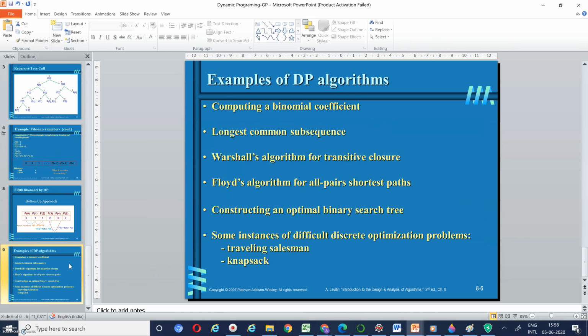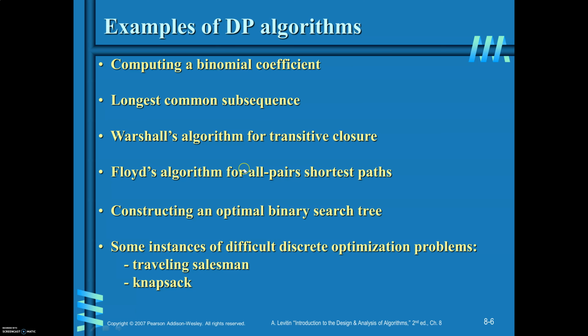So finally, we'll see the examples for dynamic programming. That is, to compute binomial coefficient, we can use dynamic programming, longest common subsequence, then Warshall's algorithm to find transitive closure of a graph, then Floyd's algorithm to find all pair shortest path, and to construct an optimal binary search tree, and some optimization problems like traveling salesman problem, knapsack problem can be solved by using dynamic programming approach.